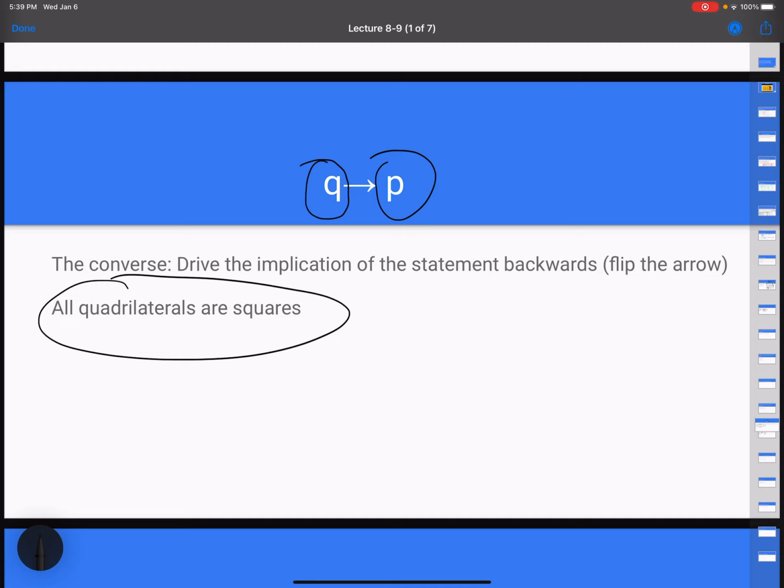But the converse is true sometimes. For example, what if we had the statement, if an angle has 90 degrees, it is a right angle? Well, the converse of that is, if there is a right angle, then it has 90 degrees. And we know that that's true. So the converse could be true, but it also does not have to be. So we have to be careful with these converses.